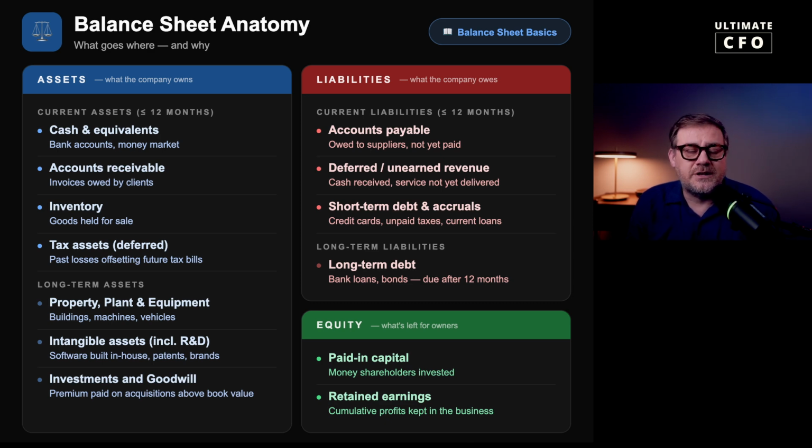This structure is basically standardized. Whether you're reading a startup's pitch deck or Apple's annual report, this layout will be the same or very, very similar.